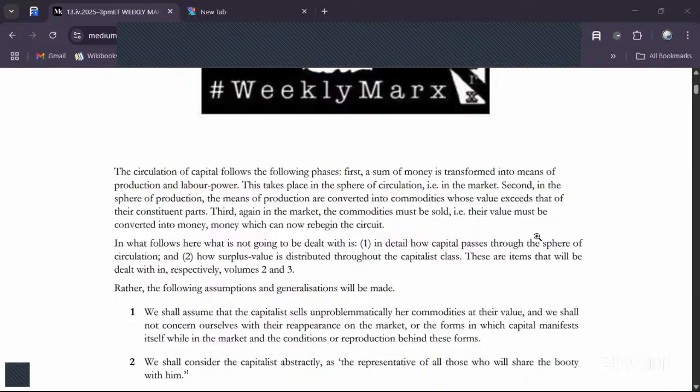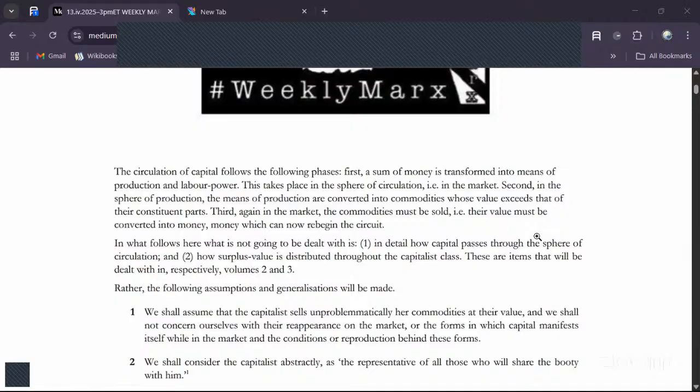Circulation of capital, this is Ed George, follows the following phases. First, a sum of money is transformed into means of production and labor power. This takes place in the sphere of circulation, i.e., in the market. Second, in the sphere of production, the means of production are converted into commodities whose value exceeds that of their constituent parts. Third, again, in the market, the commodities must be sold. Their value must be converted into money, money which can now re-begin the circuit.